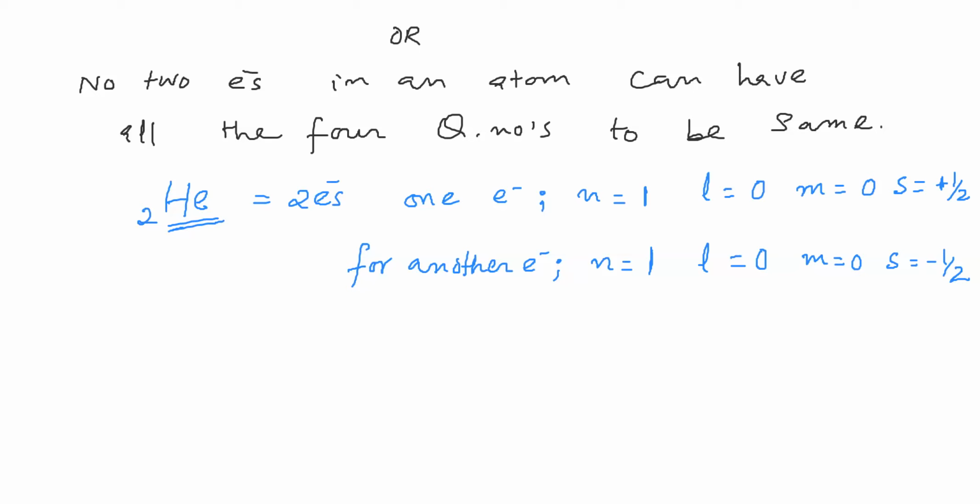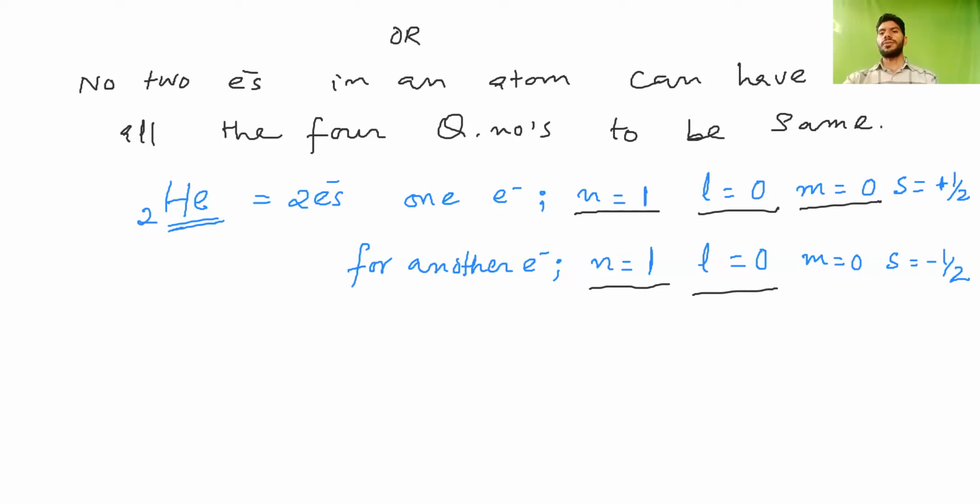We have got that in case of 2 electrons in an atom, the 3 quantum numbers can be the same. For example, n value is here 1, here it's also 1. L value is 0, here it's also 0. M value is 0, here it's also 0. But here you can see that spin is plus half, and here the spin is minus half.